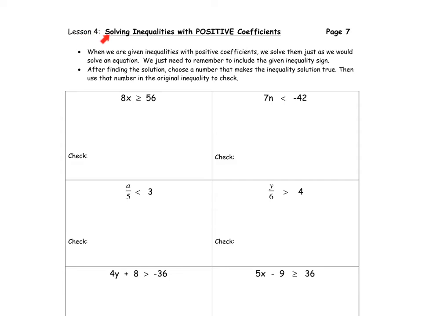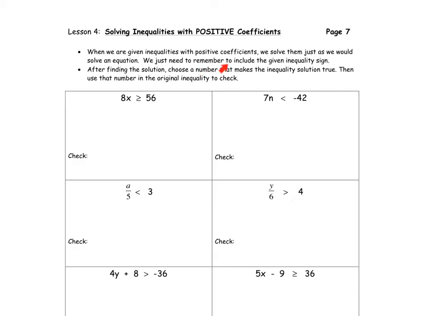Welcome to lesson number 4, solving inequalities with positive coefficients. And a coefficient, if you recall, is the number that's paired with a variable. It multiplies the variable, so it's a coworker with that variable. So let's continue. When we're given inequalities with positive coefficients, we solve them just as we would solve an equation.